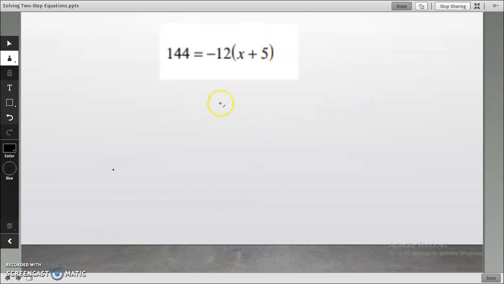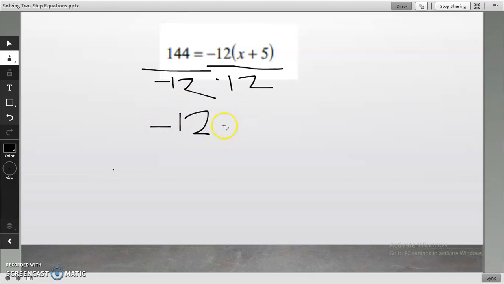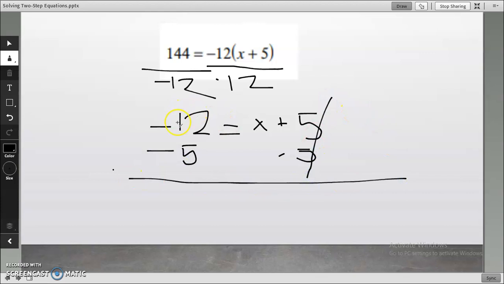The next one, again, my parentheses I have here, so I know that this is the last thing that I'm going to do. So the first thing, I'm multiplying everything by negative 12, so I'm going to try to divide by negative 12. So 144 divided by negative 12 gives me negative 12. So I get negative 12 equals x plus 5. Okay, the next thing according to order of operations, or the only thing that I have left, is this plus 5. So I'm going to subtract 5 from both sides. So my 5's cross out. Negative 12 plus negative 5 gives me negative 17 equals x. And I can plug that back in to check to see if it works. Please feel free to do so.